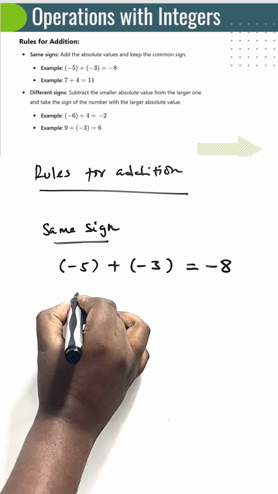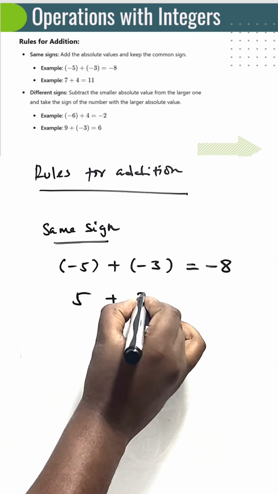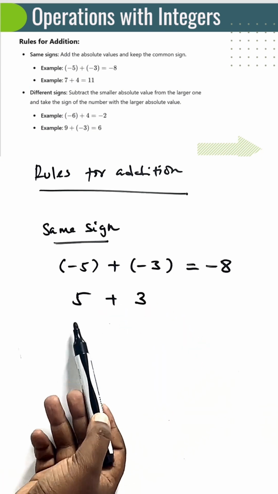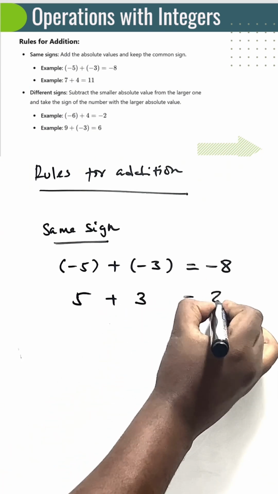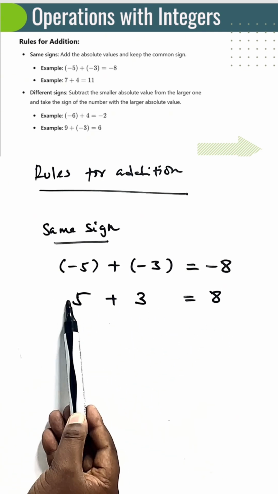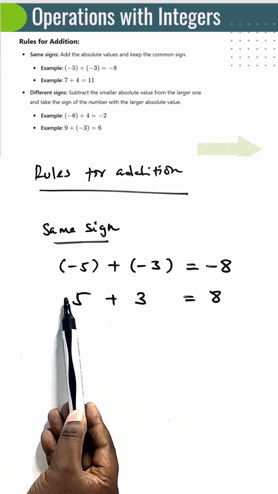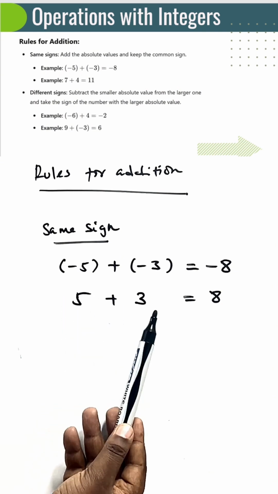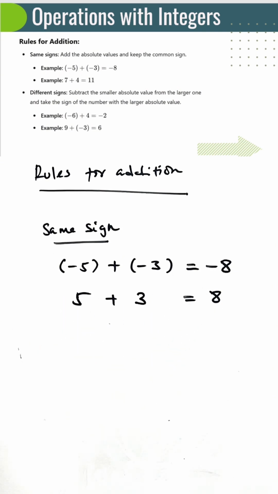Let's say you have 5 plus 3 for positive numbers. We know that 5 plus 3 is a positive 8, right? It's a positive 8 because 5 plus 3 is 8, and the sign of the highest value is positive. So we have the same sign, and we keep the positive.